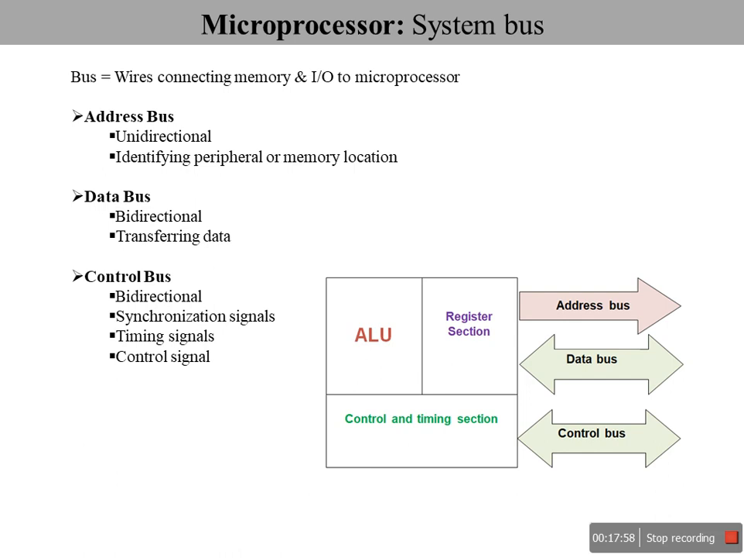Based on the functionality and purpose, we have three different types of buses. We call them the address bus, data bus, and control bus. The address buses are generally unidirectional. They identify peripherals and memory locations. The major work of the address bus is to identify a location. For example, we can interface a keyboard to a microprocessor. The keyboard will have a certain address, and it is the address bus which identifies the keyboard. After identifying the keyboard, the data is taken inside the microprocessor, or if it is a monitor, data is sent from the microprocessor to the monitor.